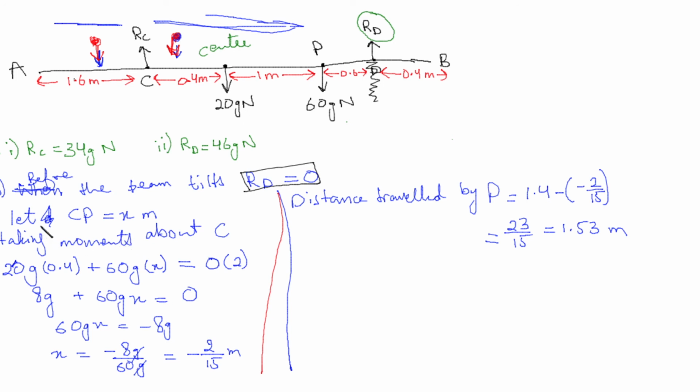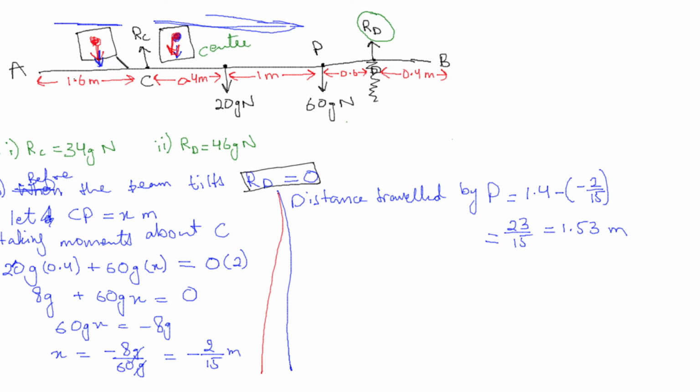At that exact point, now before that we have to mention the distance of P from C. We take it as x meters. Then we take the moments about C. When we take the moments, we find out that x is actually negative 2/15. We initially assumed that P was here on the right of C, but the sign actually tells us that no, it was actually to the left of C.